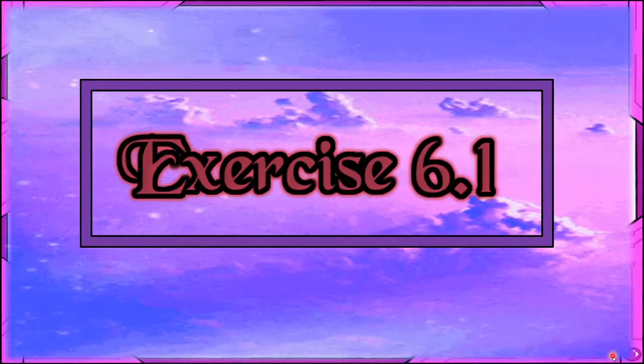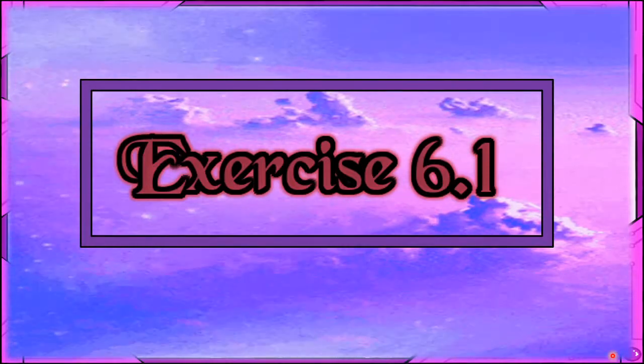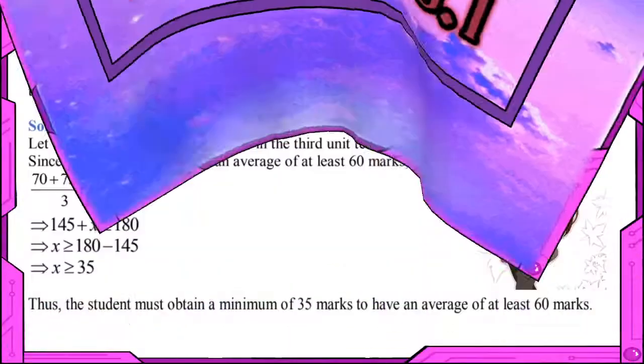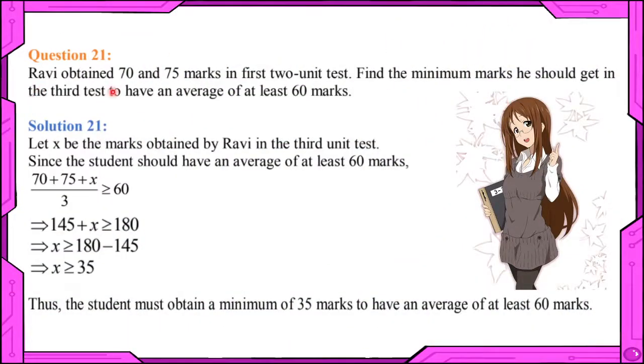Now let's discuss a few questions of 6.1 where we will see some good examples of real life application. Question number 21. Ram obtained 70 and 75 marks in first two unit tests. Find the minimum marks he should get in the third test to have an average of at least 60 marks. So let's say Ram should obtain X marks in the third unit test. Since the student should have an average of at least 60 marks, at least means minimum 60 marks. He can even score more than 60.